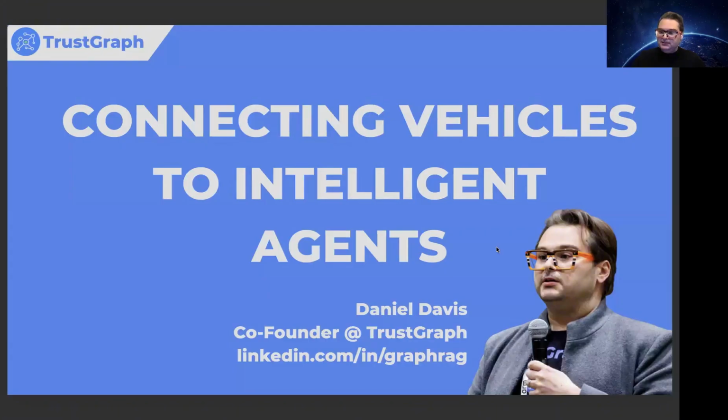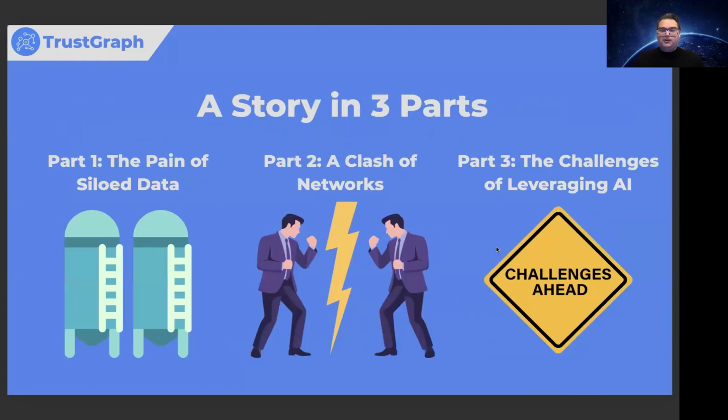Should I begin? Please, we're excited to get started. What are we going to be talking about today, Daniel? Well, the story in three parts. I'm going to talk about my experience dealing with siloed data and the immense pain that caused, and a clash of different perspectives. Why the old way and the new way don't really work well together, and why we need to solve that problem. And then I want to talk about why in these applications there's a lot of challenges on actually leveraging AI, even more so than some of the other applications where people are building AI solutions today.